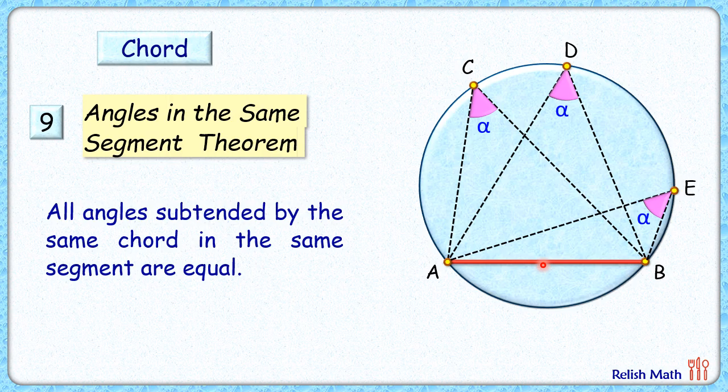The same goes for the minor segment also. If you are making an angle here, then all the angles here will be equal. Not equal to alpha, but equal to each other. So if one angle is beta, then all other angles will be beta degree. Let's check the next theorem.